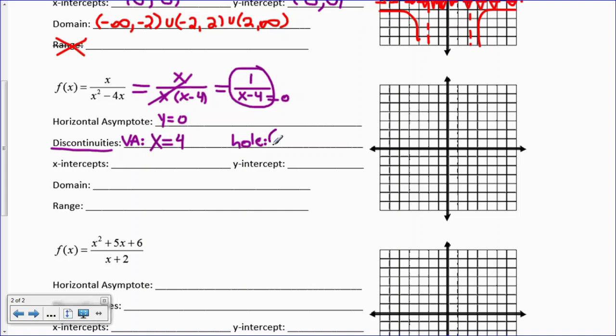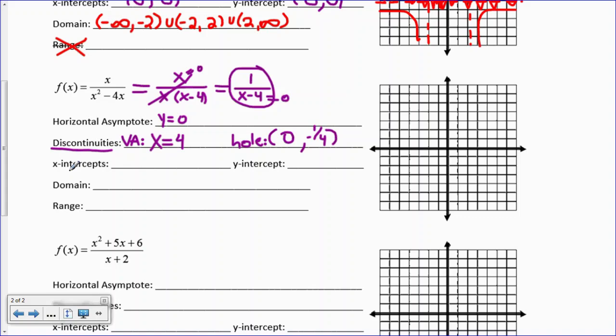I'm going to have a hole because I removed something. It's a removable discontinuity. Because I removed the x, I set that equal to 0 because that's what I canceled. So the x value is 0. To find the y value, I take 0 and plug it in. I would get -1/4, just doing some mental math. So my hole is at (0, -1/4).